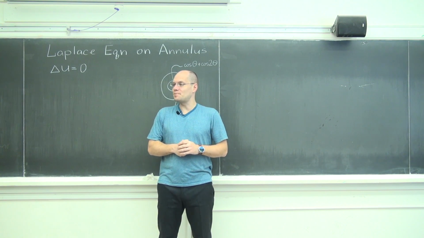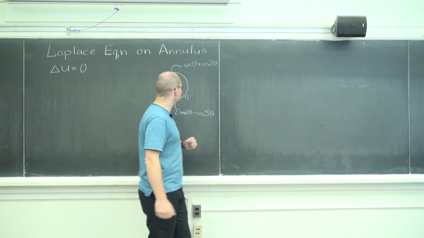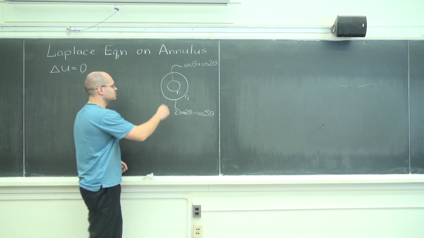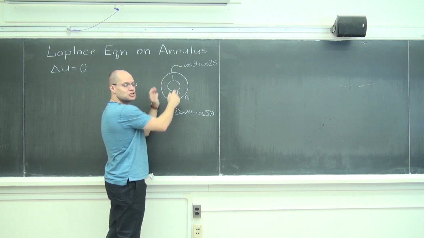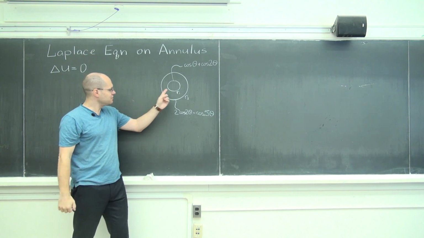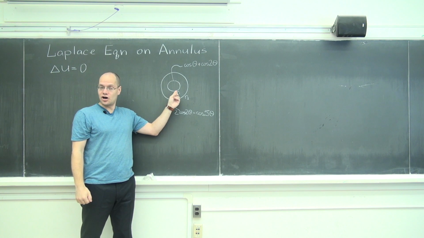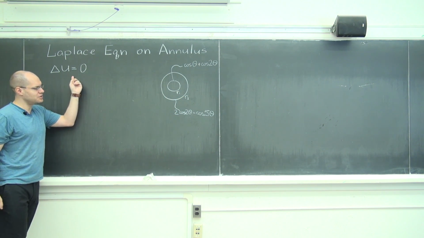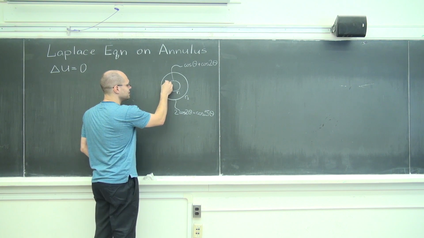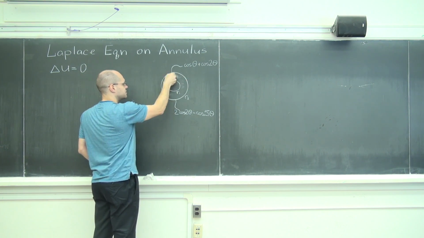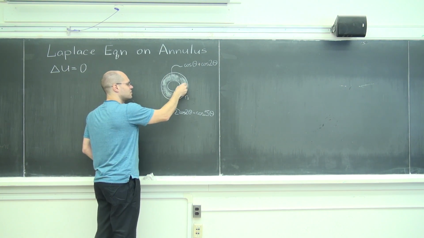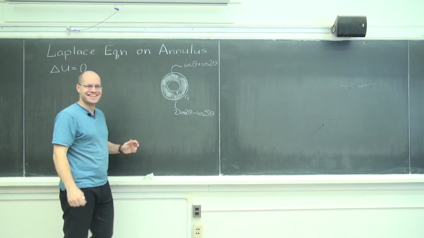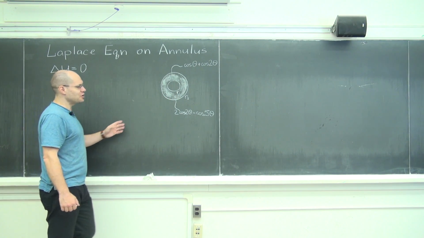So as a first example, let's solve Laplace's equation on an annulus, which is the area between two circles. So given a circle of radius r1 and a circle of radius r2, we're solving Laplace's equation on the area between the two circles. Okay, so that's an annulus.